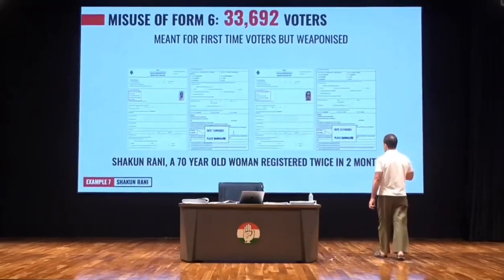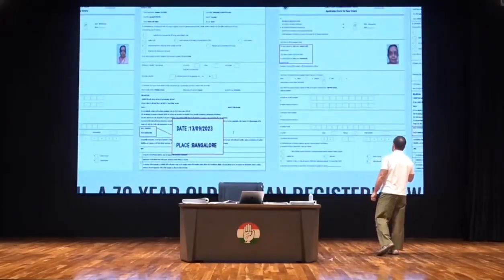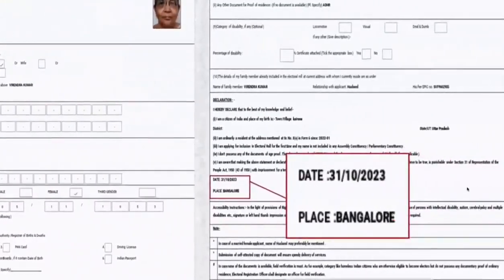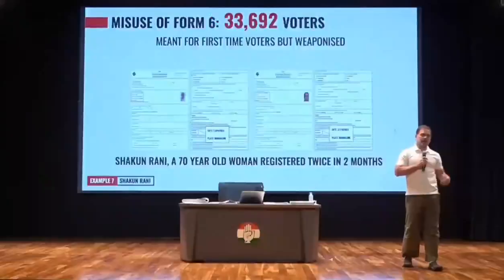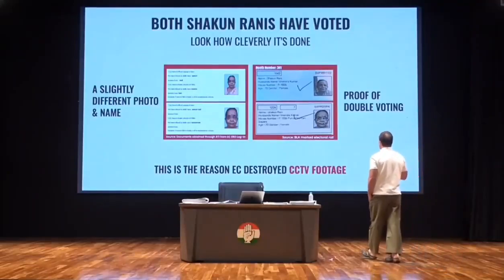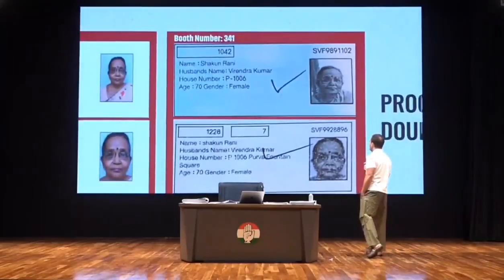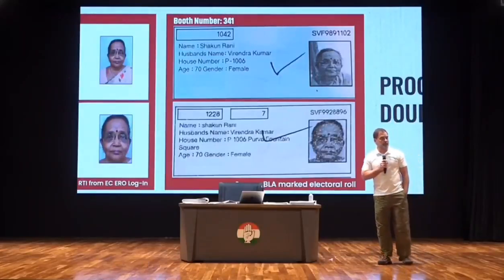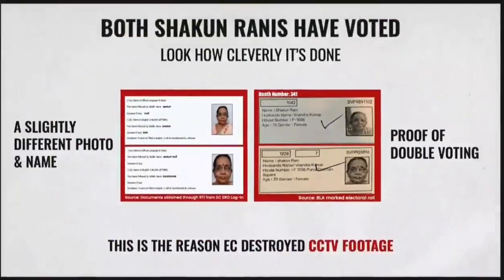But what's really interesting here, now she uses this form twice. She uses it first on the 13th, 13/9/23, and then she does it again 31/10/23. So she becomes a voter twice, and then the beautiful thing is, show us the next slide, she actually votes twice. Or somebody votes twice for her. Right? There she is, that's the slip where she's been signed off as having voted in booth 341, and she's done it twice. Now we don't know if she's done it or somebody else has done it.